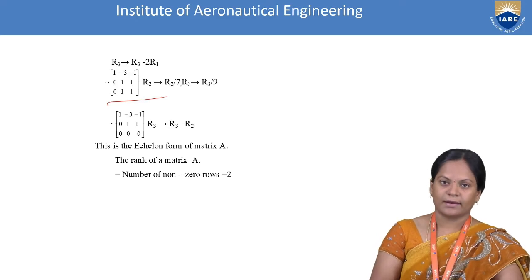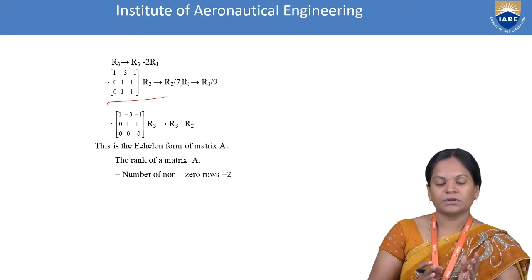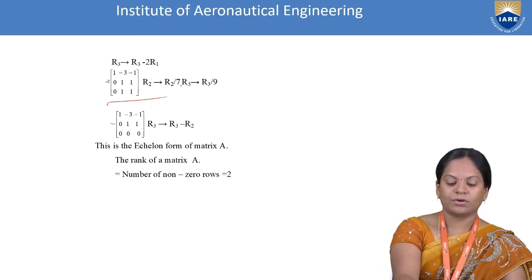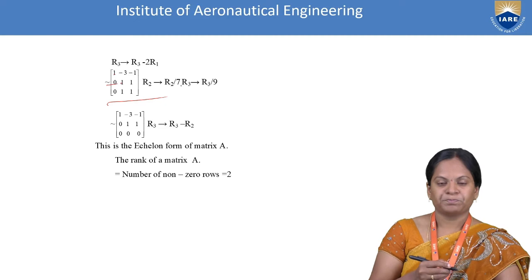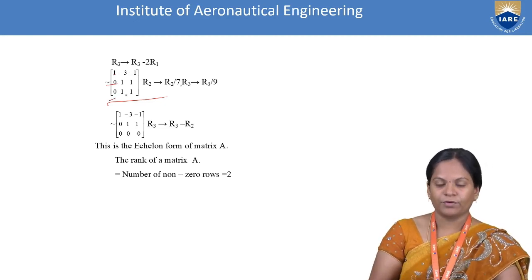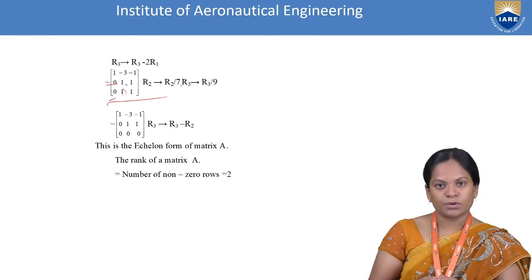This is not an Echelon form. What is the Echelon form condition? What is the third condition in the Echelon form? If any non-zero element before 0, that should be less than the number of zeros in the next row. In the second row, we are having only one 0, and the third row again having only one 0, which is not an Echelon form. We have to make the third row, this second element also 0.